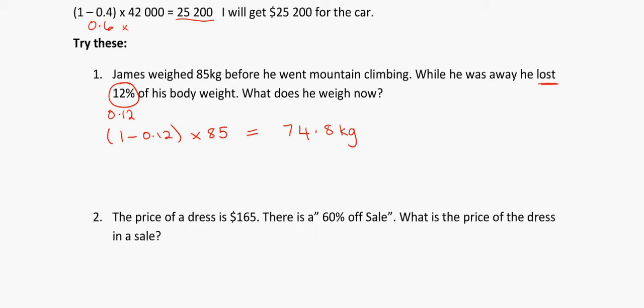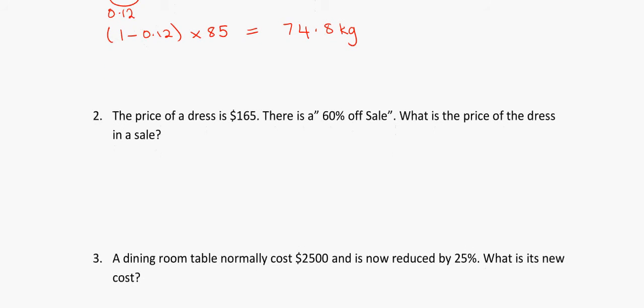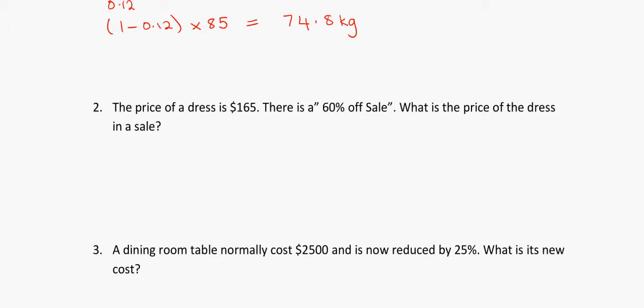Okay, moving down. The price of a dress is $165. There is a 60% off sale. What is the price of the dress in the sale? So discount, it's a reduction question. Okay, so I change that to a decimal as 0.6. So I'm going to take it away from 1 to find the remainder, 0.4, and I'm going to multiply by 165. And so that is $66.